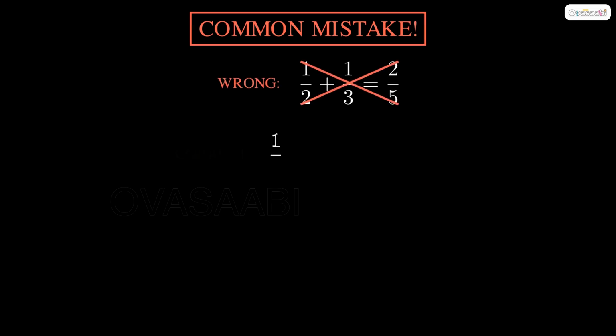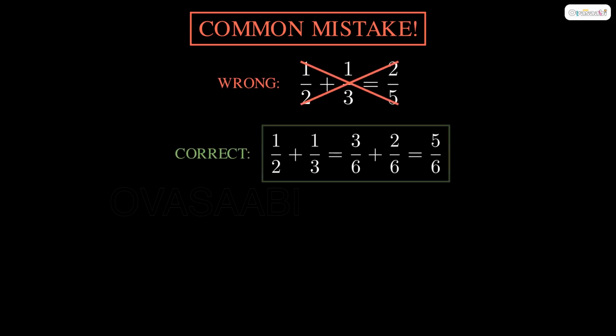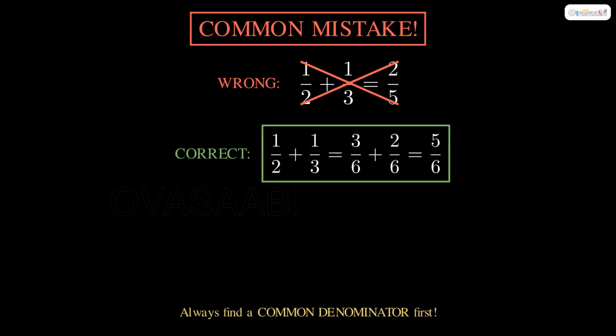Many students add tops and bottoms straight across. That is wrong. You must find a common denominator first. Never add or subtract fractions until the bottoms are the same.